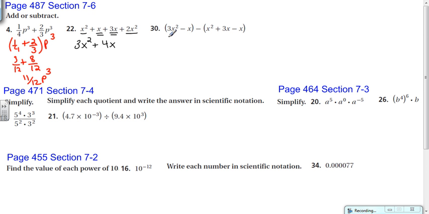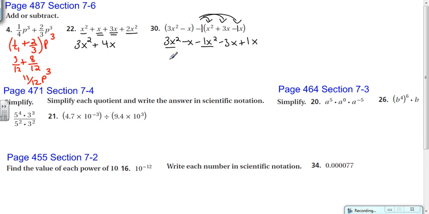For number 30, since you are subtracting, that's like distributing a -1. So I would rewrite this problem as 3x squared minus x. The -1 times x squared is -1x squared. -1 times 3x is -3x. And -1 times -1x, -1 times -1 is +1x.